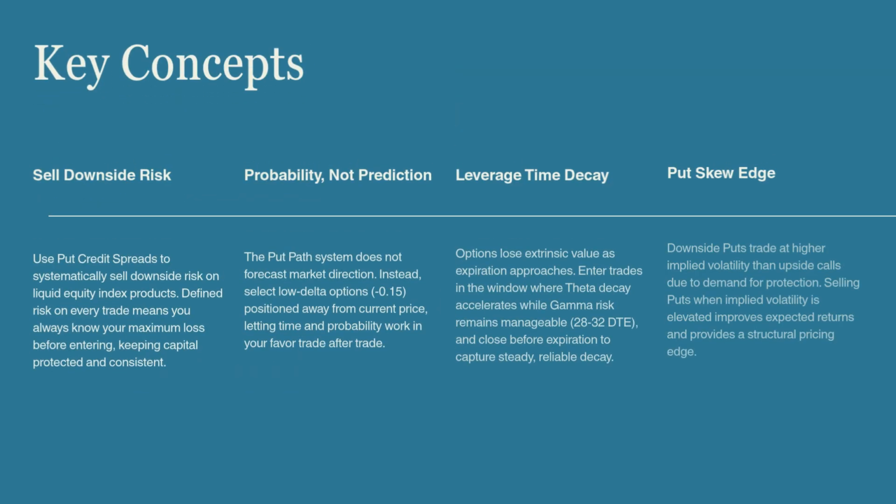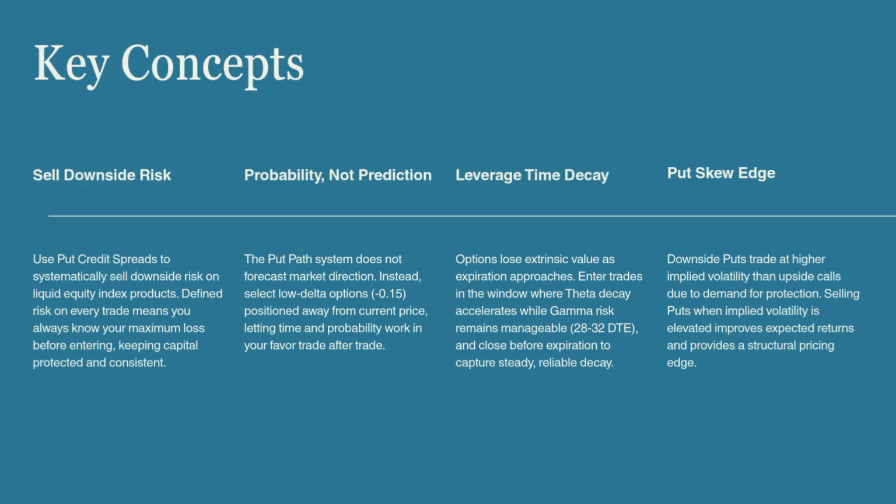Okay, just a quick review of some key concepts. So what are we doing here? We're selling downside risk. We're taking on that risk of selling a put credit spread. We do that in index products. We do it in highly liquid products that are defined risk. We're using probability, not prediction. We don't necessarily have a market outlook on each of these underlyings. What we're doing is we're selling these far out of the money at the 15 delta, positioned far away from the current price of the underlying.